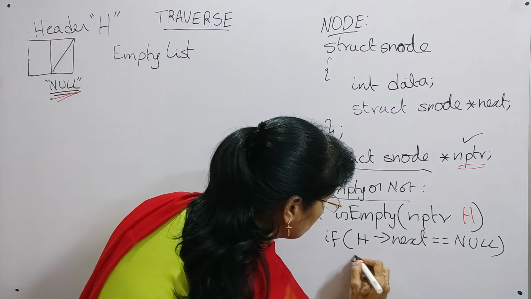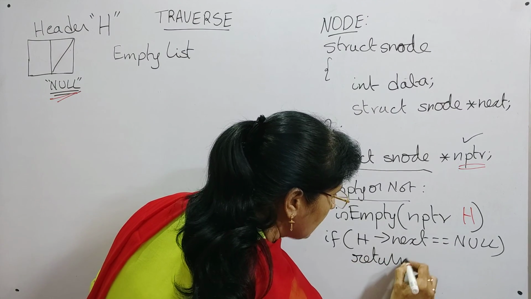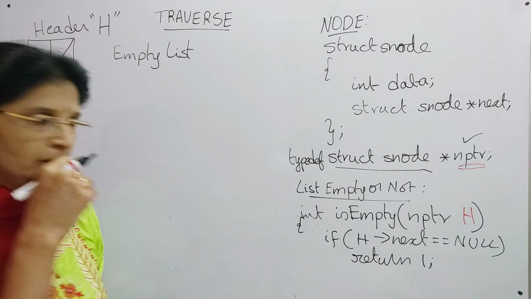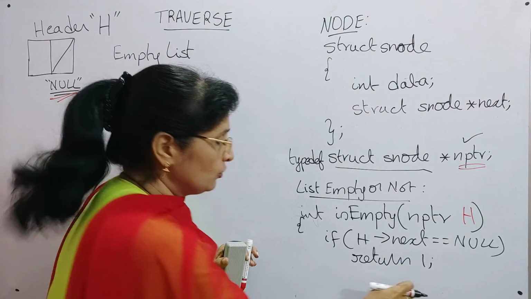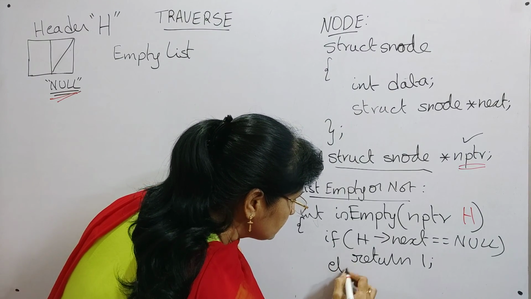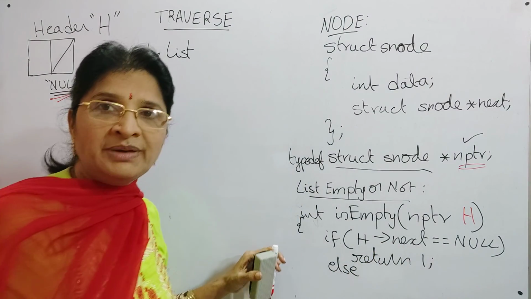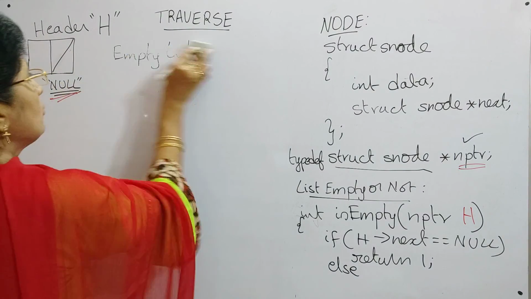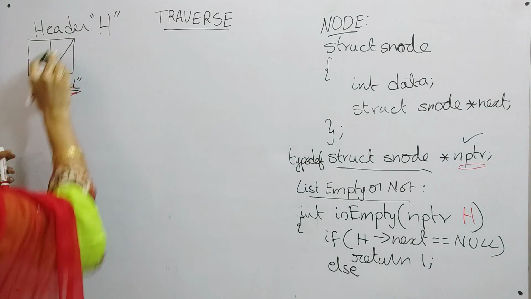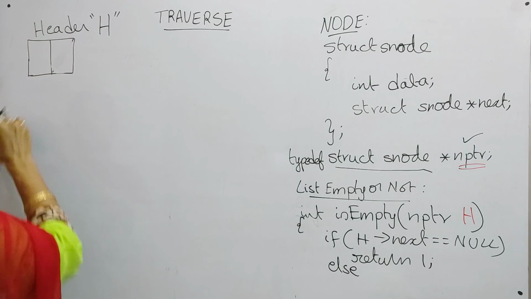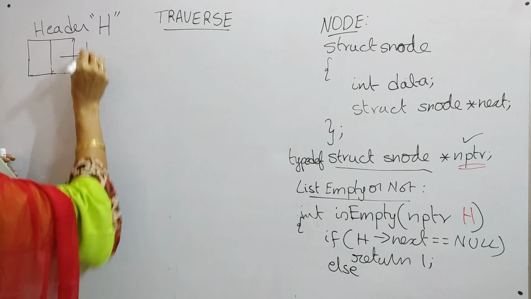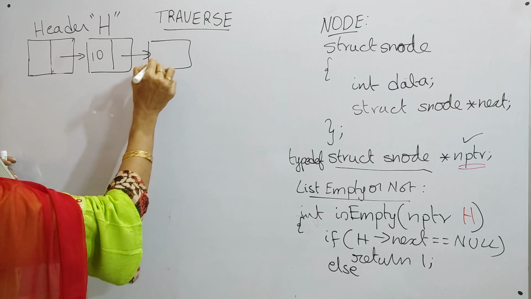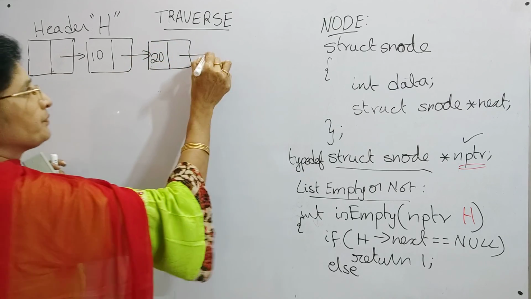So here I am returning true, just a value 1. Now suppose this condition fails, that means the list contains some values. How will you have the list? This H next will not be null, and you will have the list values. It will be pointing to some first node, and next you will have some more nodes like this.